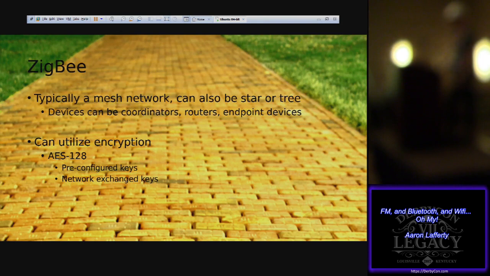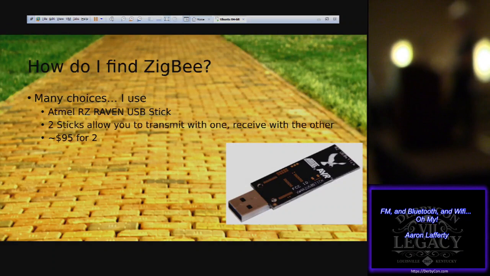So how do you find Zigbee? There are a lot of ways to do it. You can do it with software-defined radios. But I like the Raven USB sticks for a couple of different reasons. One of them is because it's a system on a chip. It's just quicker. And two, you get the bonus of getting the built-in Atmel lightweight mesh protocol because it's an Atmel chip.